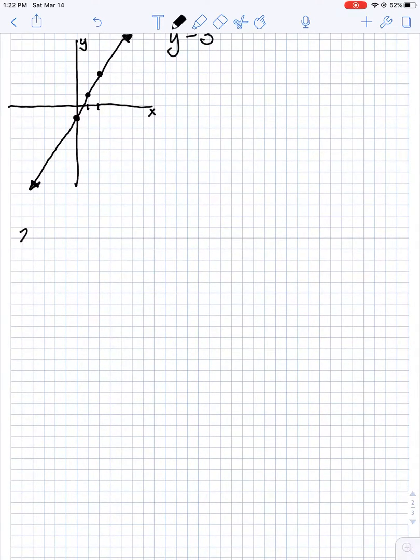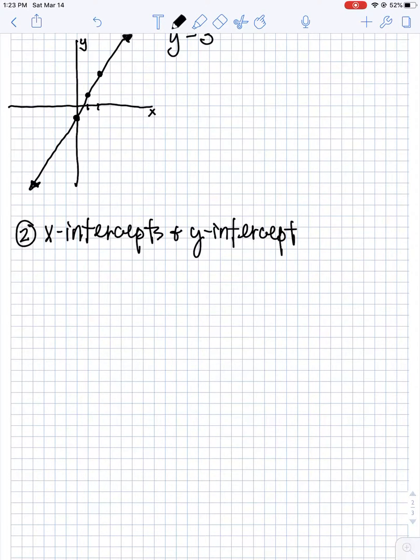The second method that I told you was focusing on x-intercepts and y-intercepts. Okay, and so if we were in class, I'd give you a little bit more details, but just to keep it short so you'll actually listen to the whole video. An x-intercept, guys, means y equals 0. Just trust me.